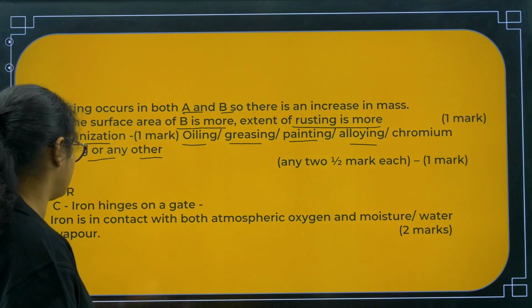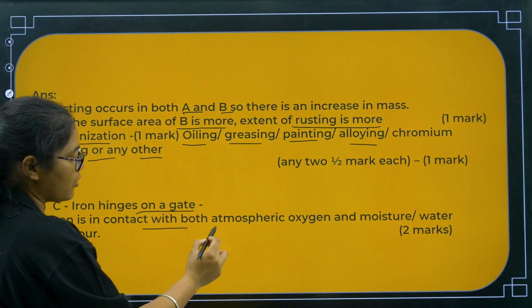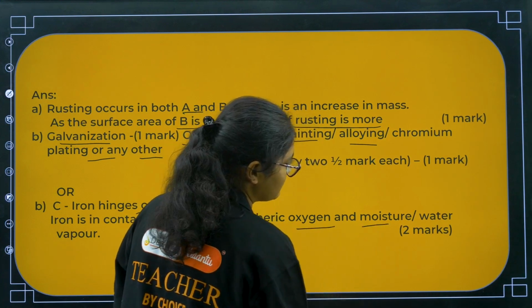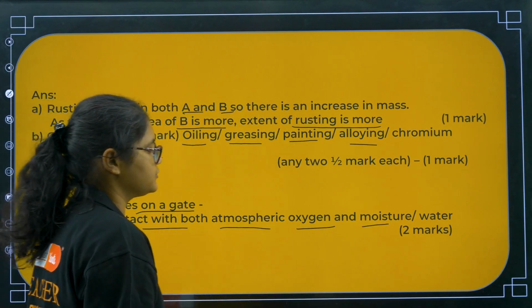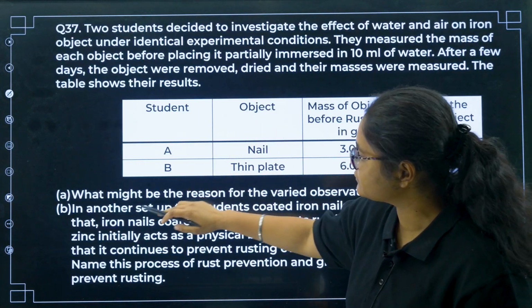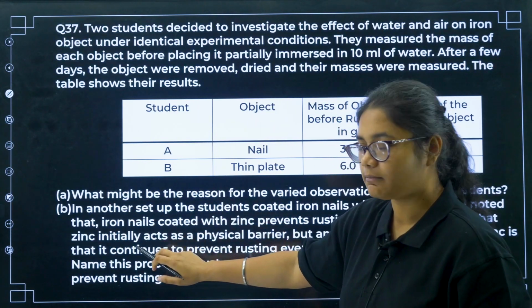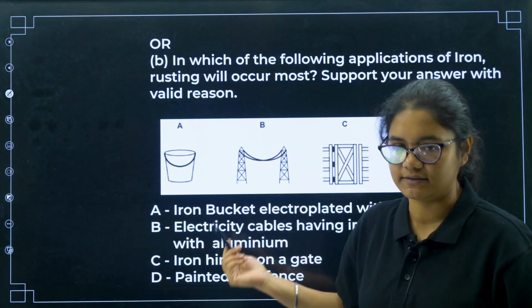So that can be read. So iron hinges on the gate will rust first. It is because it is in direct contact with atmospheric oxygen and moisture or water vapor. So this carries 2 marks. Okay. So it is like this. See, this OR question is for the B part. Okay. So this one definitely will carry 1 mark. This is 3 marks, or you have to attempt this one which carries 3 marks.